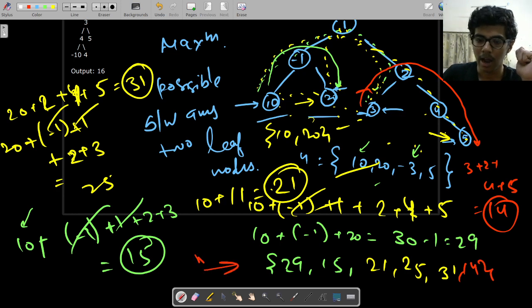Therefore, I have to calculate the maximum, right? Maximum value I have to calculate. Okay, maximum value between any possible node. So it is the answer between all the nodes.